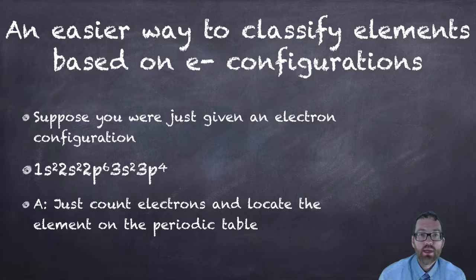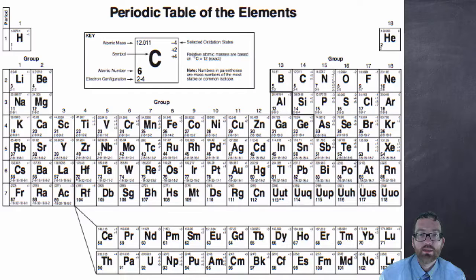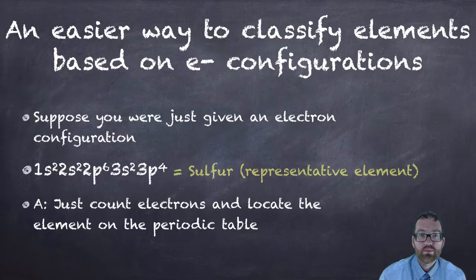You can just count the electrons and locate the element on the periodic table. This configuration here has a total of 16 electrons. There's only one element in the normal, non-ion state that has 16 electrons. Remember, the atomic number equals the number of protons, but it also equals the number of electrons. So sulfur here has 16 electrons, so sulfur is considered a representative element.